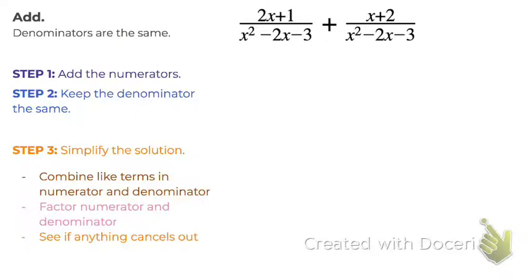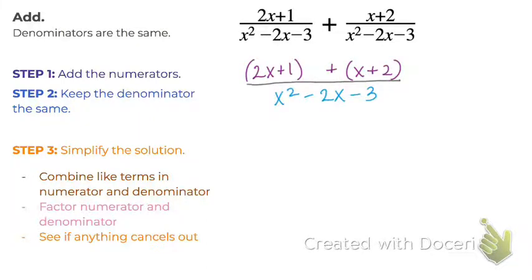Here we're going to add two rational expressions, which are just fractions. And these rational expressions have the same denominator. So in order to add them, we're going to go through these three steps. The first step is to add our numerators, and then we're going to keep the denominator as it is. And now we're going to simplify our solution.